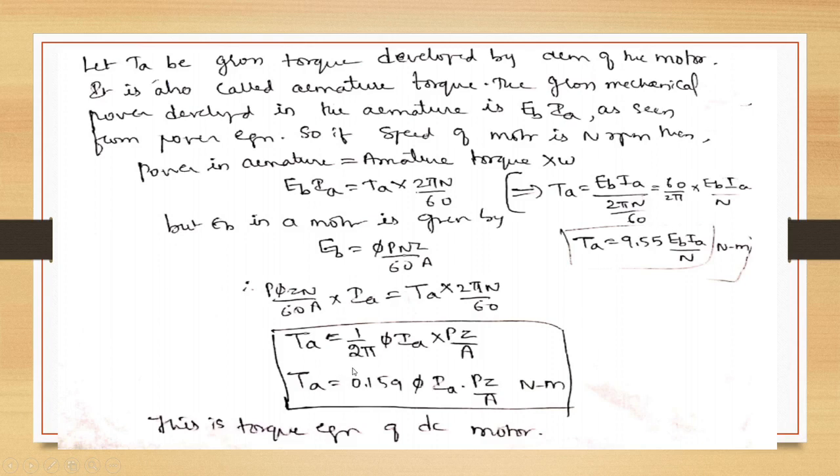So we are going to get torque equation as 1 by 2 pi φ IA PZ by A. 1 by 2 pi value is 0.159 φ IA PZ by A. So this is nothing but the torque equation of a DC motor expressed in Newton meter.